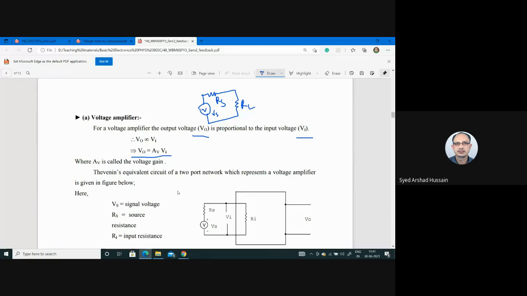So say if you have a circuit like this, V1, then say a resistance, here again a resistance, here again a resistance, like this.